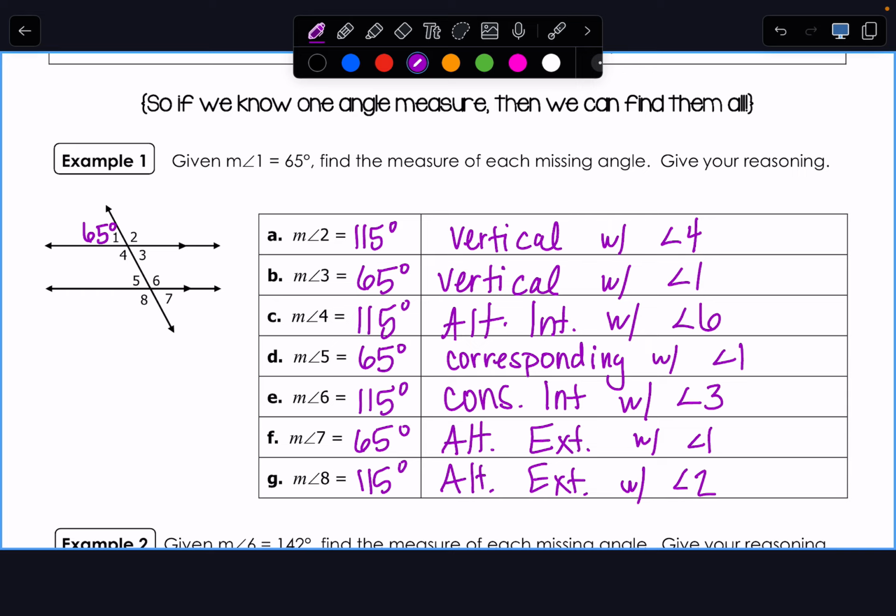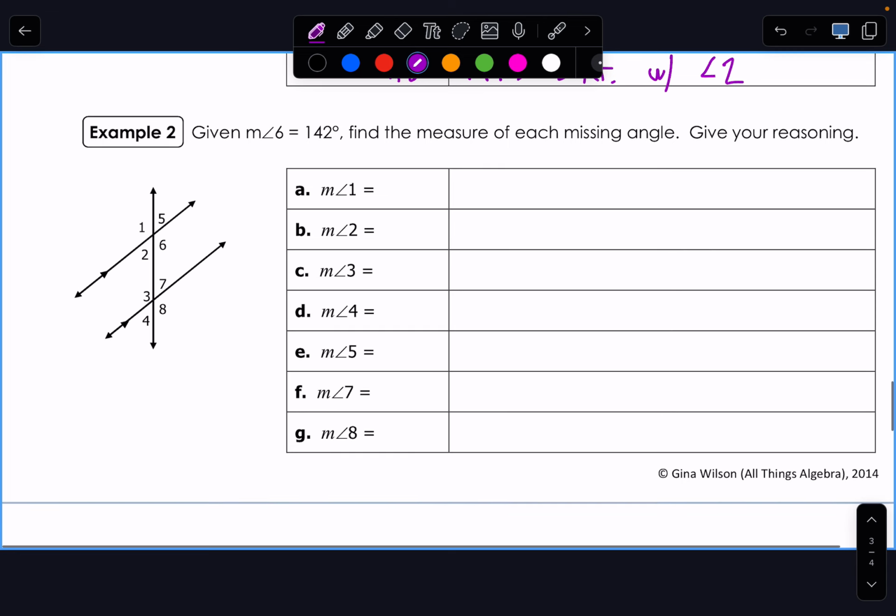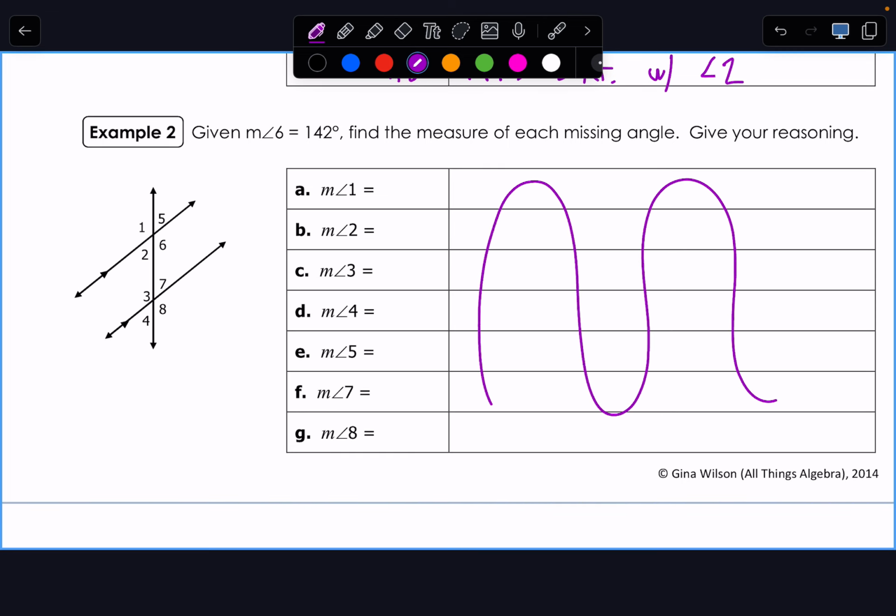Now, it's really nice when I give you one measure and I just say, hey, find the rest. Okay? But this is kind of a good warm-up before we get into the algebra side of it. So what I'd like you to do is, don't worry about filling this side out. How about you just fill out what the measurements are for that example number 2? You just make sure you can reason with me why you got that.